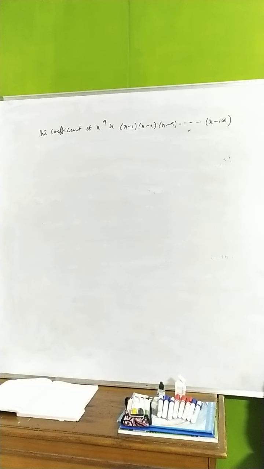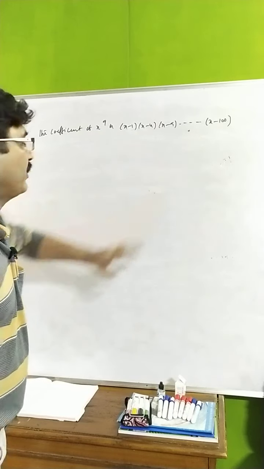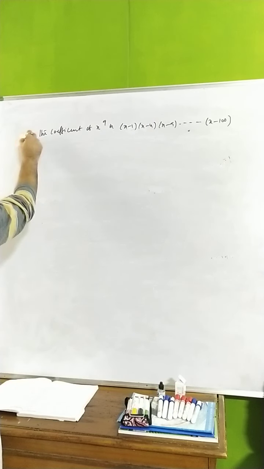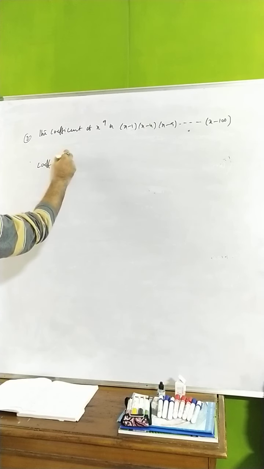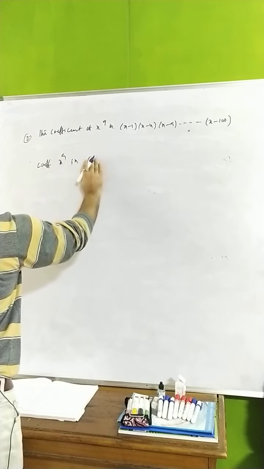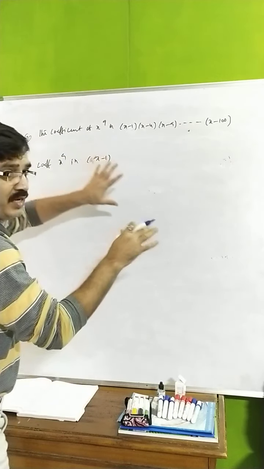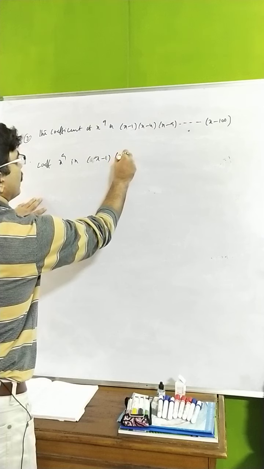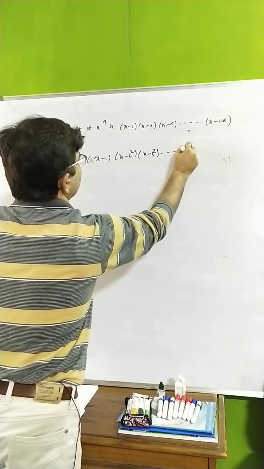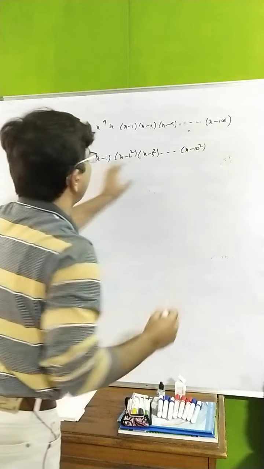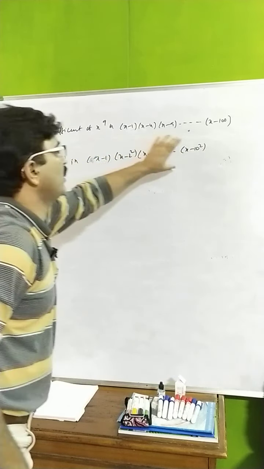See, I have taken one more example here. The coefficient of x to the power of 9, in this one we have to find what exactly it is: the coefficient of x to the power of 9 in (x minus 1)(x minus 2 squared)... First carefully observe what is given here. It can be written as 2 squared, and it can be written as 3 squared. That means the last one is (x minus 10) squared. How many terms are there? Totally 10 terms: 1, 2, 3, like that up to 10 terms.